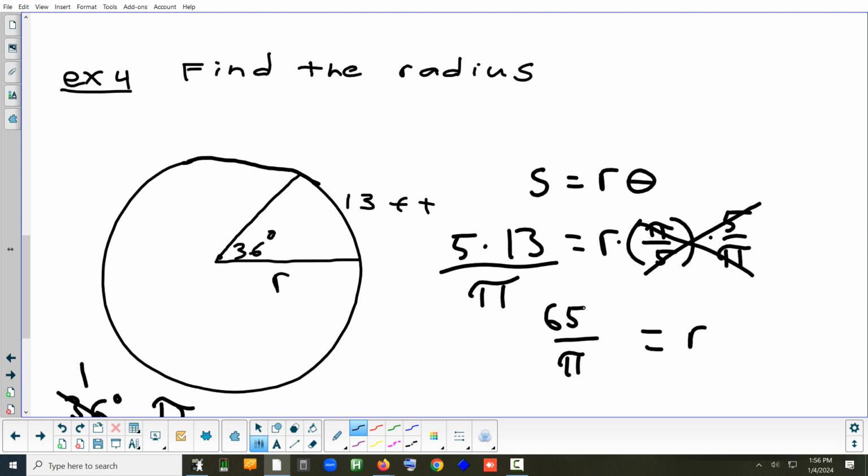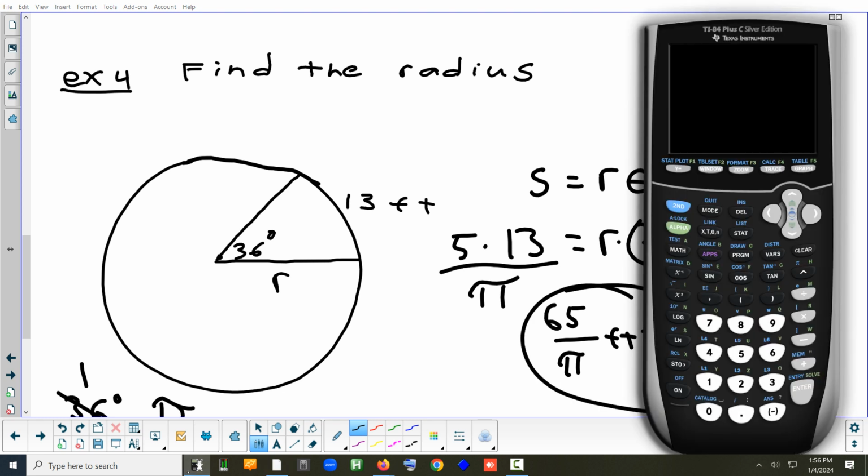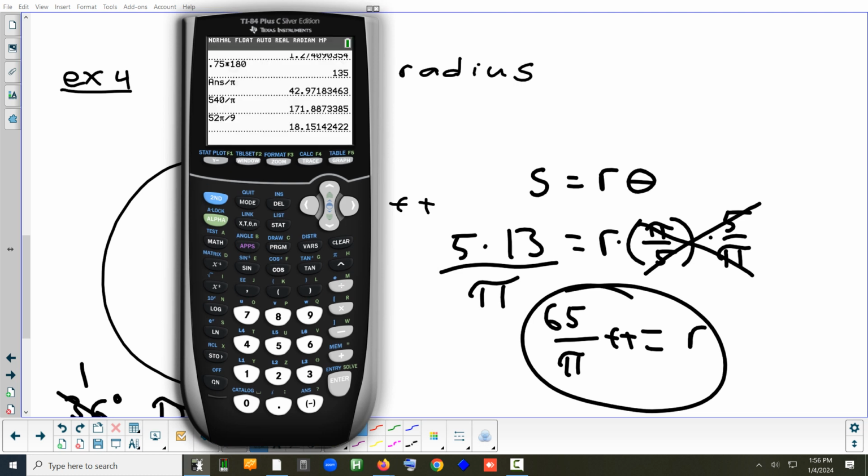Okay, what did we just solve for? R, the radius. The radius is a length, so it needs a label. The label on this one would be feet. And if they ask for a decimal, 65 divided by pi. How do you type in the bottom? Just like before. So don't use 3.14. So it's about 20.69 feet.